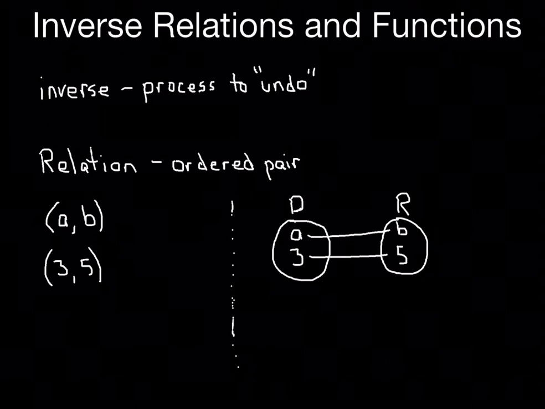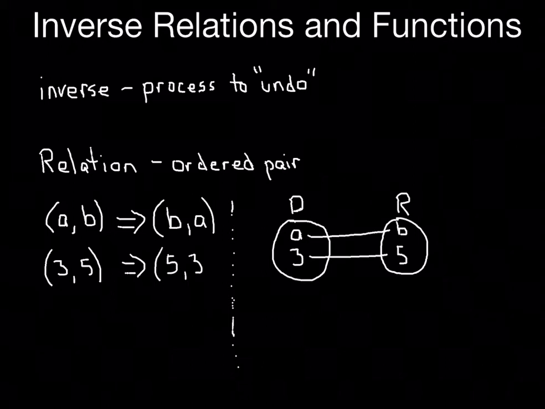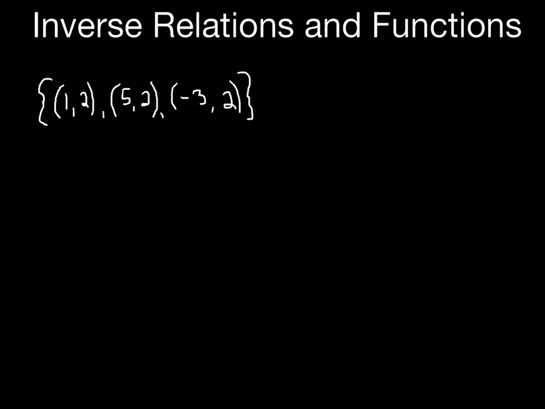An inverse undoes it. An inverse switches the domain and range. So the inverse is (b, a), or the inverse is (5, 3). So just to do the inverse of a relation, you just switch your X and your Y. You switch your domain and range. So let's take a look at an example here.